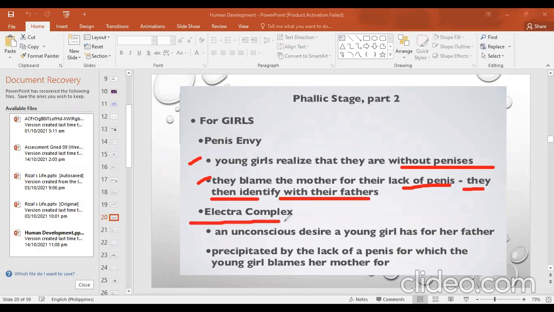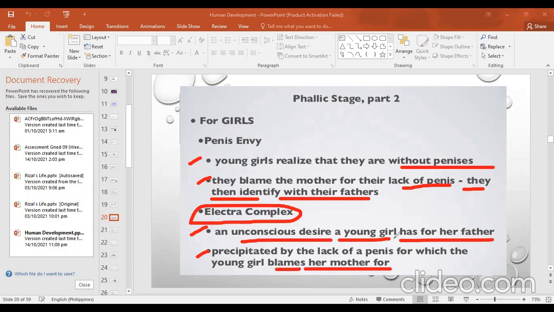So meron tayong tinatawag na Electra complex. It has something to do with unconscious desire a young girl has for her father. So kabaliktaran naman ito ng Oedipus or Oedipal complex. So precipitated by the lack of penis for which the young girl blames her mother for. Kumbaga sa boys kanina, 'di ba, nagiging rival niya yung kanyang father. In Electra complex naman, sinisisi niya yung kanyang mother for not having the penis.